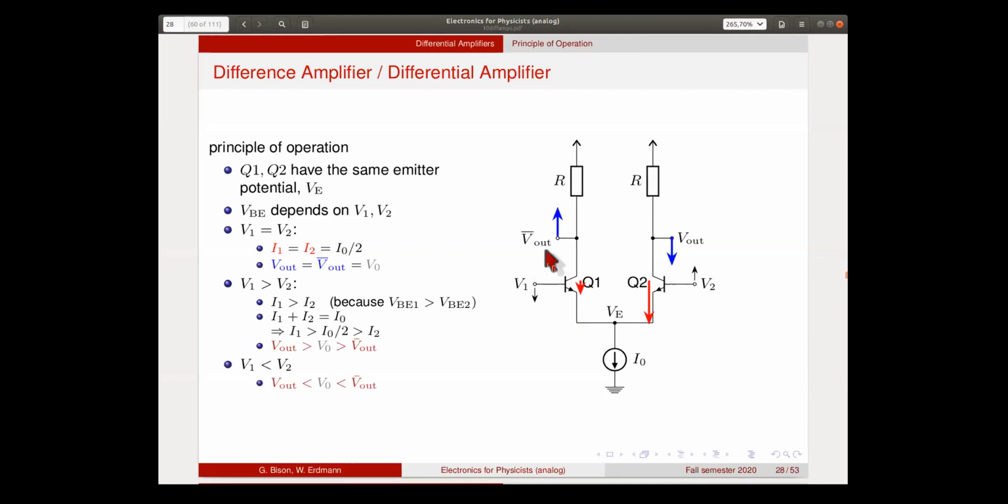Now, if you go in the other direction, so now we make the left potential more negative and the right one goes higher, then we have more current flowing through this side, which means that this resistor sees more current and the voltage drop is larger, so this point goes down and this one goes up because there's less current flowing here.